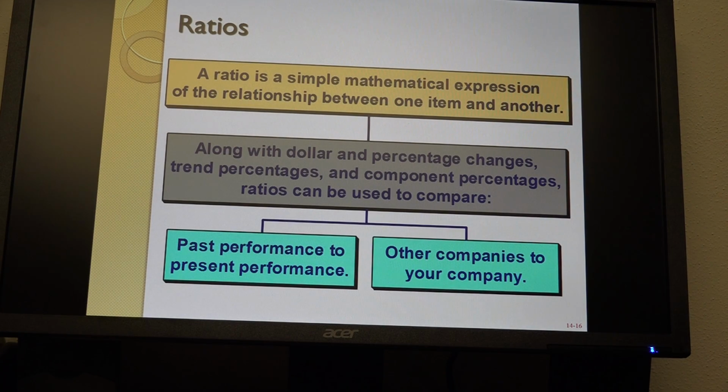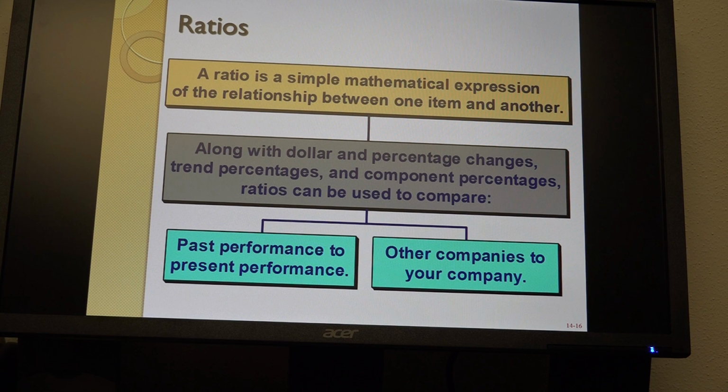All right, ratios. Ratios are used probably more than anything else. It's not the only thing, but it's probably the most important analysis tool that analysts use. And so a ratio is a simple mathematical expression of a relationship between one item and another, along with dollar and percentage changes, trend changes, and component changes.